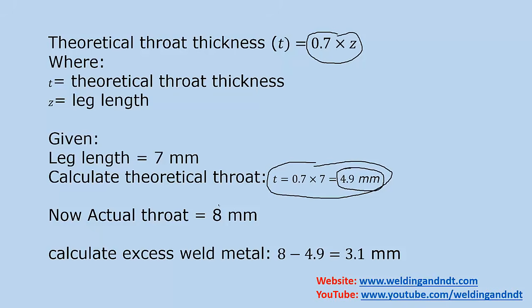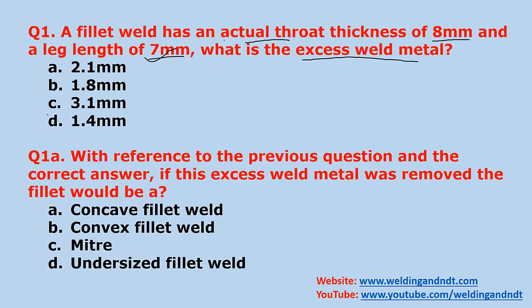But the actual throat is 8 mm. So if you subtract 4.9 mm from 8 mm, where 8 mm is the actual throat thickness and 4.9 is the design throat thickness, you will get the excess weld metal. So the excess weld metal is 3.1 mm. Correct answer is option C, 3.1 mm.